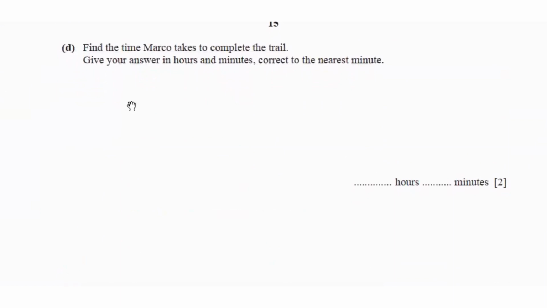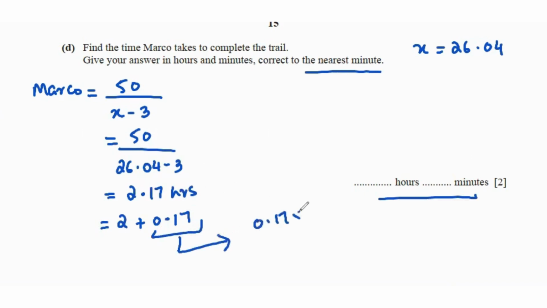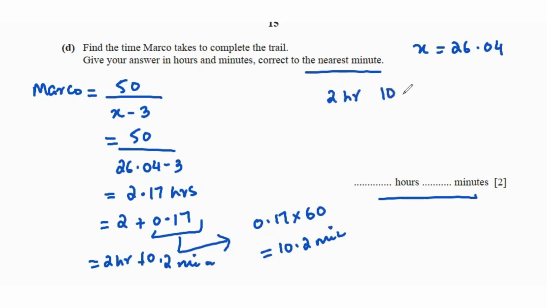Part D says find the time Marco takes to complete the trail. So obviously we'll use the value of x equals 2.17 hours. The question is asking for the time in hours and minutes, correct to the nearest minute. So let's divide this into 2 plus 0.17. This 0.17 will be converted into minutes by multiplying it by 60, and that's going to give us 10.2 minutes. So it's 2 hours and 10.2 minutes. Since it says correct to the nearest minute, that's going to be 2 hours and 10 minutes.